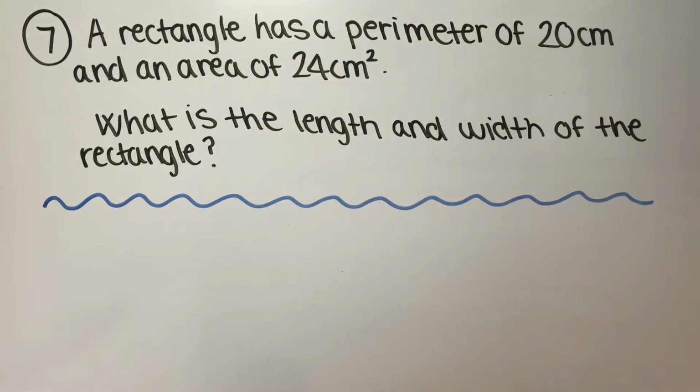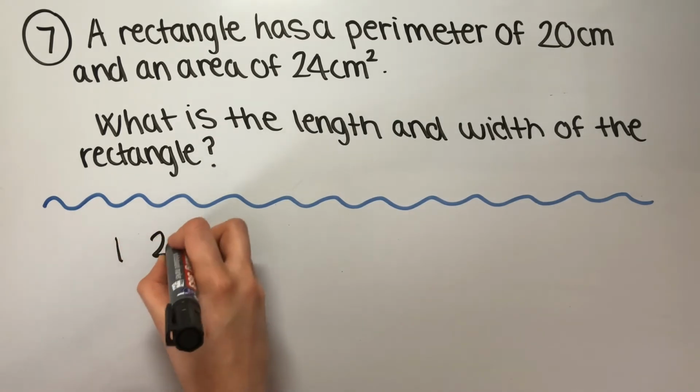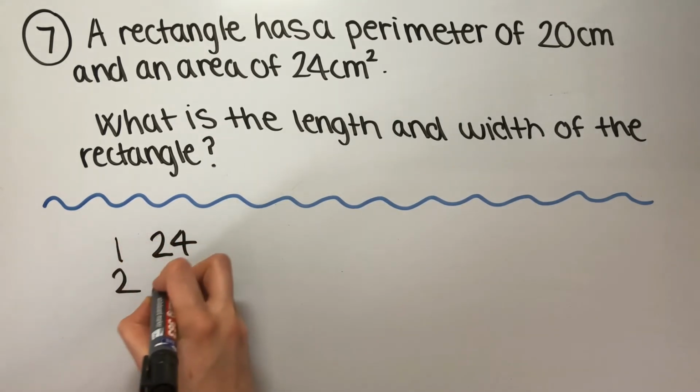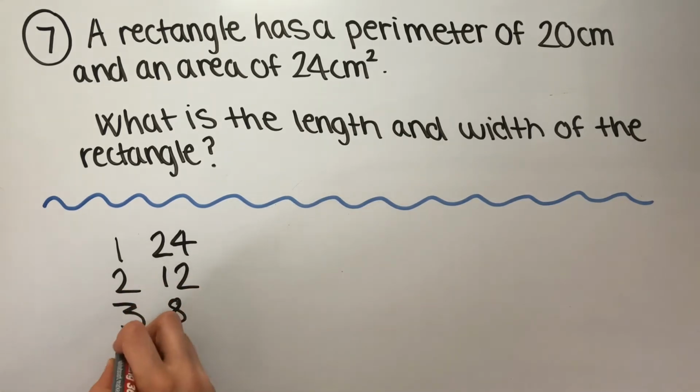Question 7. A rectangle has a perimeter of 20 centimetres and an area of 24 centimetres squared. What is the length and width of the rectangle? We know that the area is 24 centimetres squared, so we're going to write down all the factors of 24. We've got 1 and 24, 2 and 12, 3 and 8, and 4 and 6.